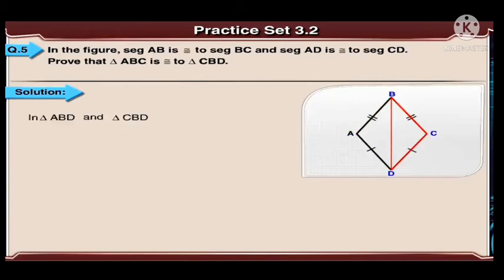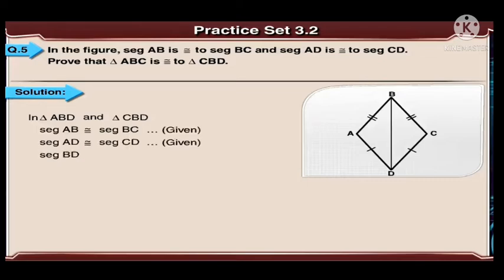In triangle ABD and triangle CBD, seg AB is congruent to seg BC. It's given in the question. Seg AD is congruent to seg CD. That is also given. Seg BD is congruent to seg BD. It's a common segment. Therefore, triangle ABD is congruent to triangle CBD by SSS test.